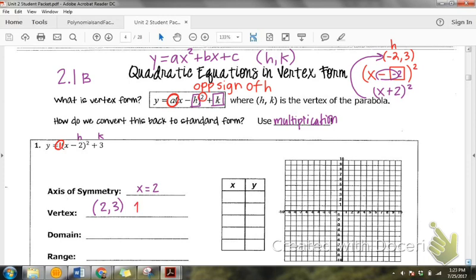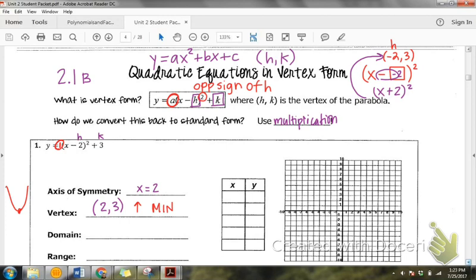If it opens up, does it have a minimum or a maximum? Minimum, right? If it opens up, it has a bottom, right? There's your bottom, your low point. So this one's going to have a minimum. When it's in vertex form, we don't go for the y-intercept because that's going to take a little bit more work, so you don't have to do the y-intercept. But what we are going to do is our domain and range, which is new to us now.